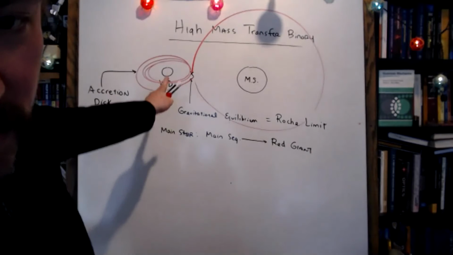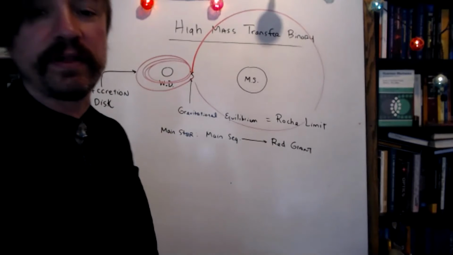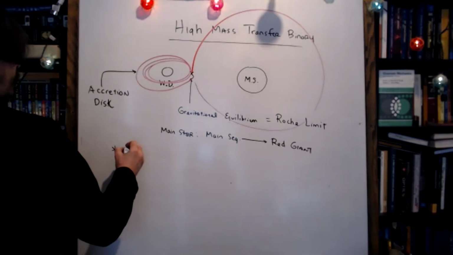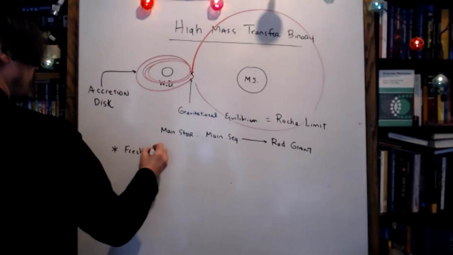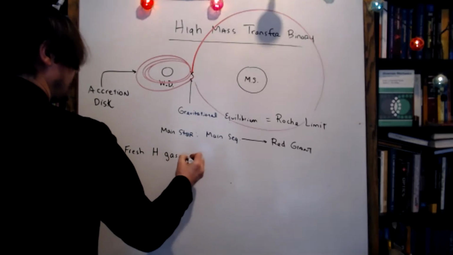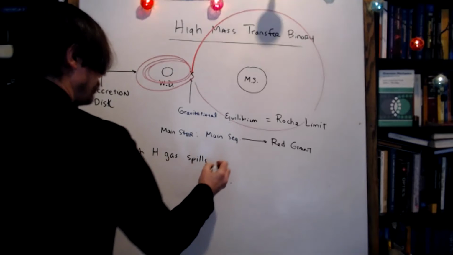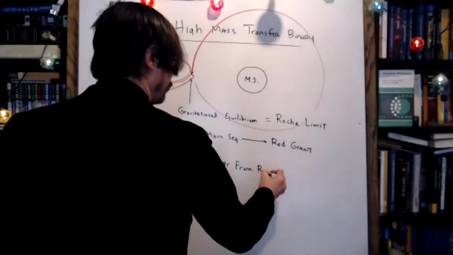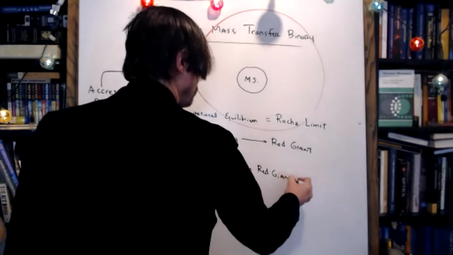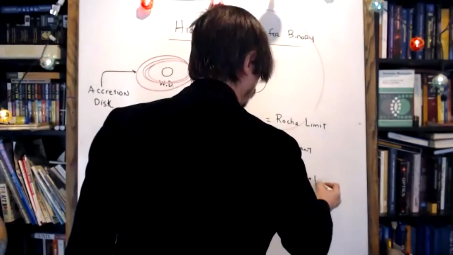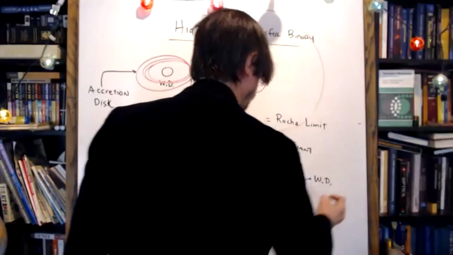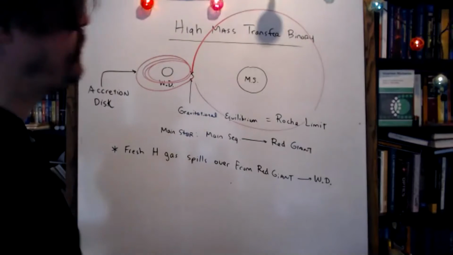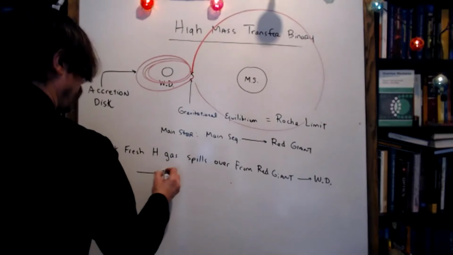This accretion disk will spill new material onto the white dwarf. So fresh hydrogen gas spills over from the red giant onto the white dwarf. This creates a little burst of nuclear explosions called a nova.